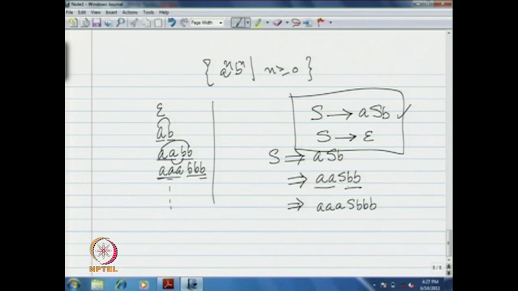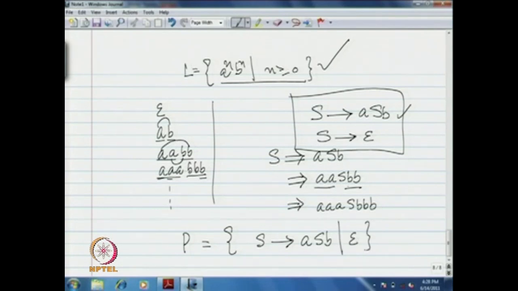Now, these two rules can generate any string of this language, and conversely, any string of this language, let me call it L, can be derived through these two rules. Now, if you consider the grammar with production rules as defined here, S goes to a S b or epsilon, you can observe that the language generated by the grammar G is L, a power n b power n such that n greater than or equal to 0.